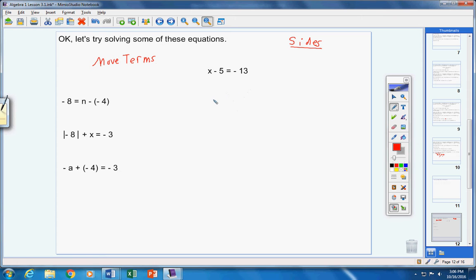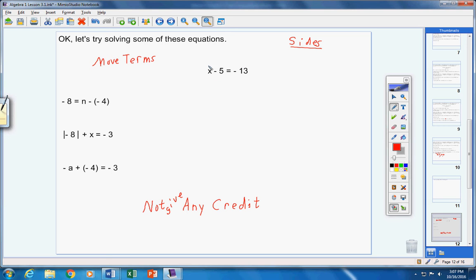Oh, by the way, let me stop and say this right now. From now on, you've got to show your work when you're solving equations. I will not give you any credit on tests or quizzes if you do not show your work. I will not give you any credit if you don't show your work on equations.